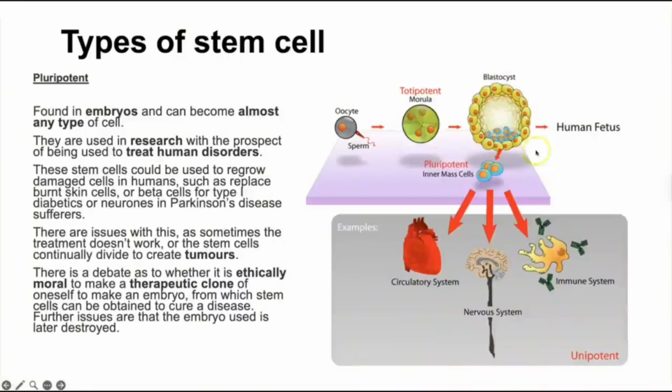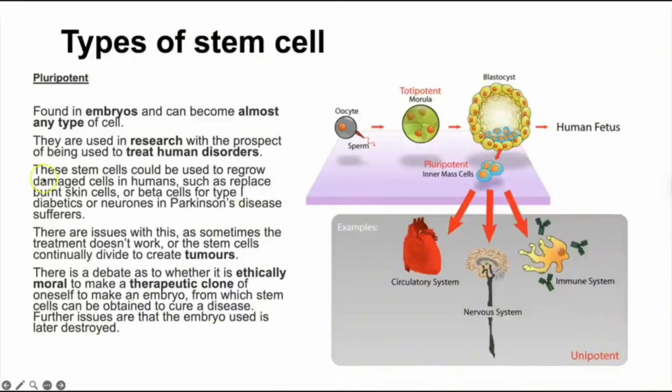Pluripotent are still found in embryos, so we can see here, you don't need to know this term blastocyst, but the embryo then develops into this blastocyst. The cells on the outside go to form the placenta, and the ones here in this inner mass are the pluripotent stem cells. So these pluripotent stem cells can differentiate into almost any type of cell, just not the placenta, because those are the ones on the outside that have already started to differentiate, but any other cell. And these are the ones that are typically used in research or to treat human disorders.